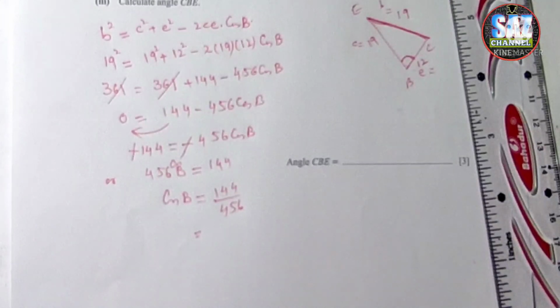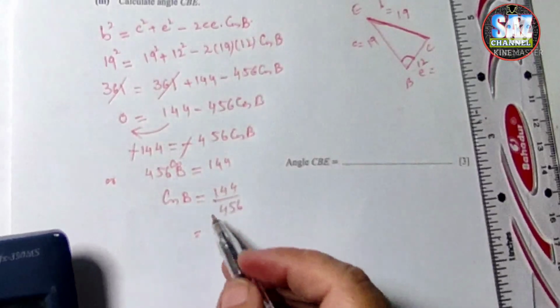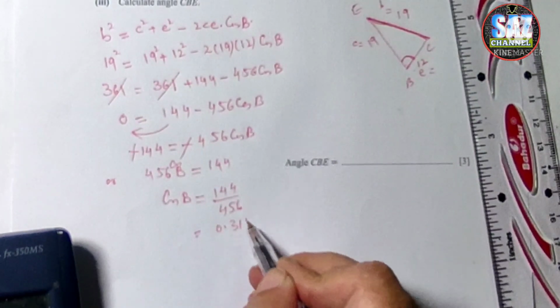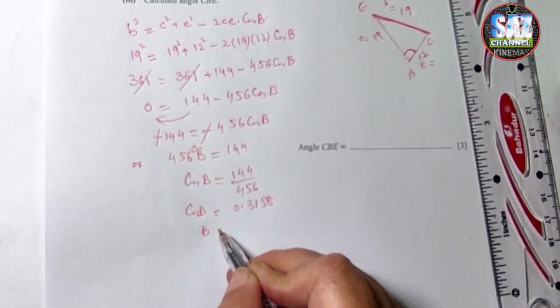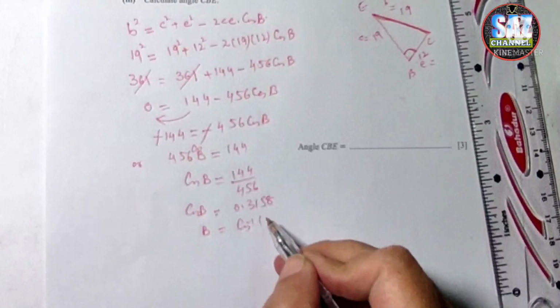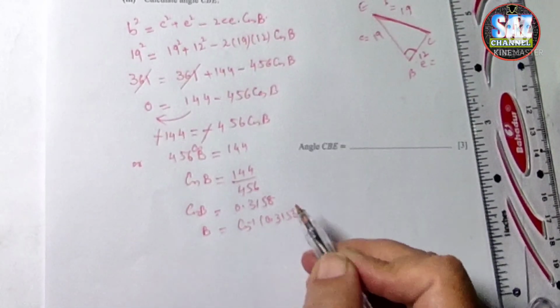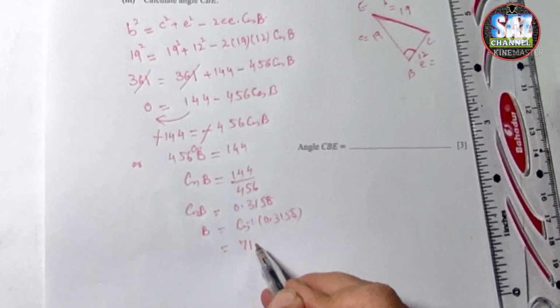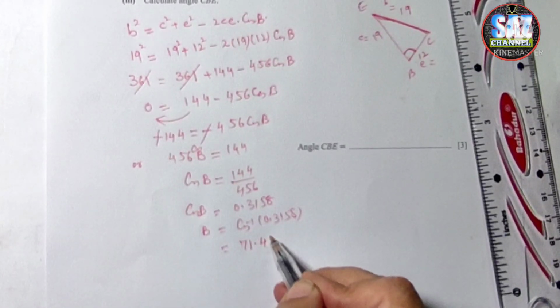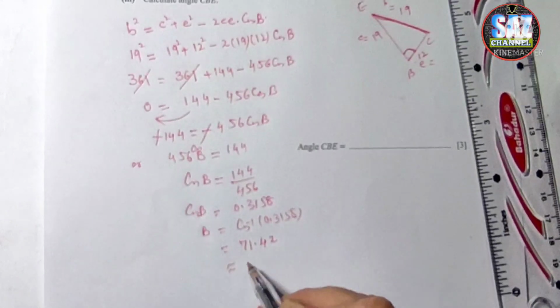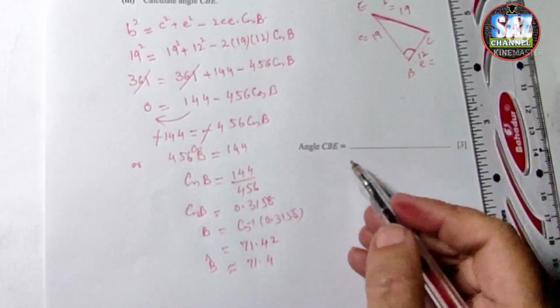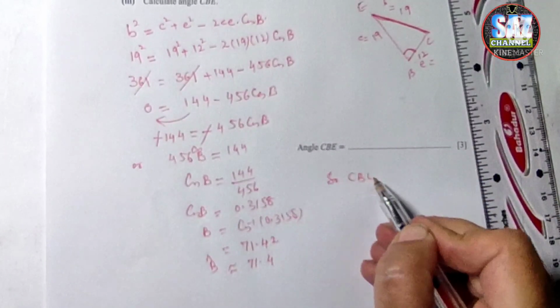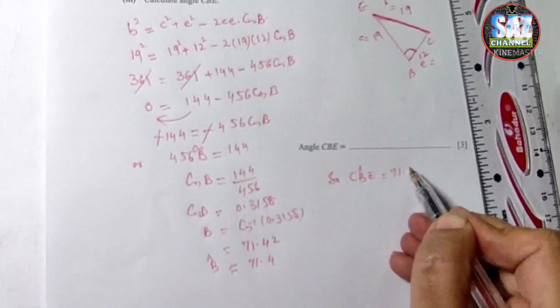Now hold your calculator. 144 divided by 456 gives 0.3158. Cos B equals 0.3158. Now B equals cos inverse of 0.3158, and this gives me 71.4242, or approximately 71.4. So angle CBE will be equal to 71.4 degrees.